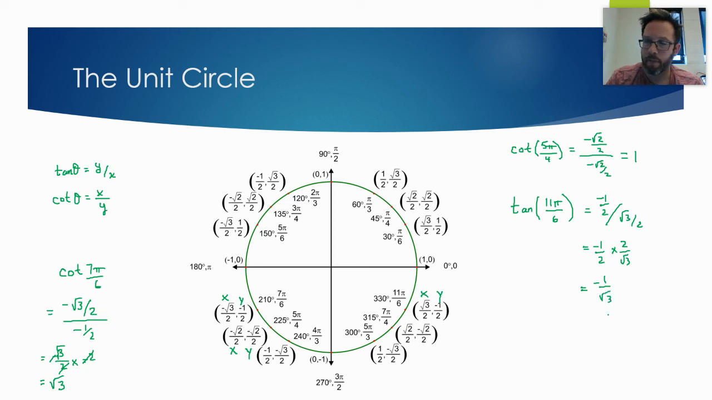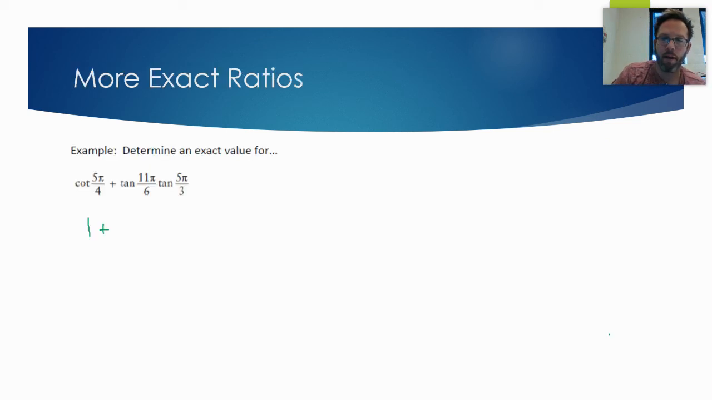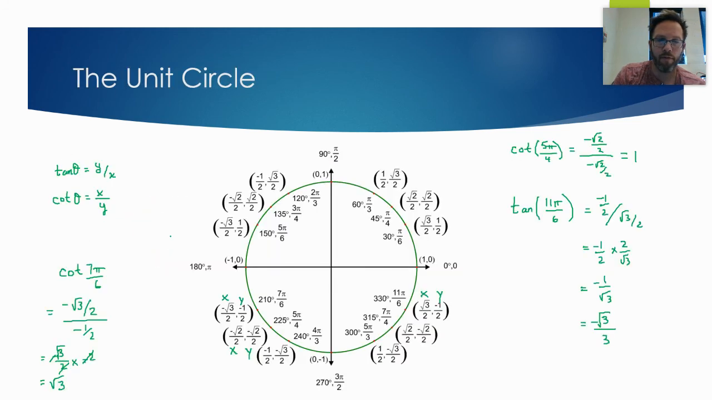Now, I'm going to rewrite that using our other form. That's the same as negative root 3 over 3. Pop that in, plus negative root 3 over 3. And then finally, the tangent of 5 pi over 3. Let's find that. 5 pi over 3.